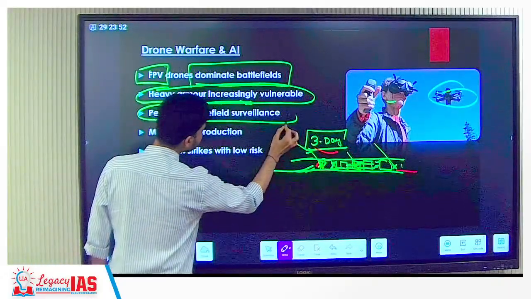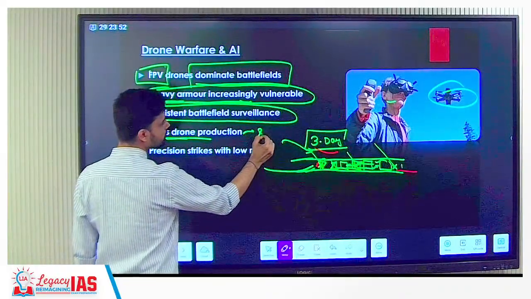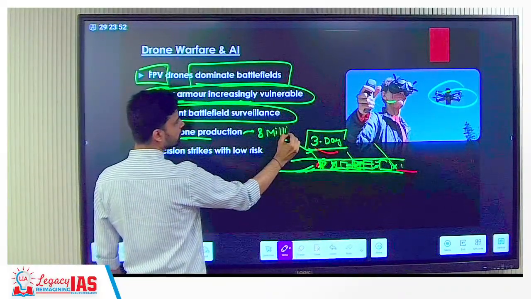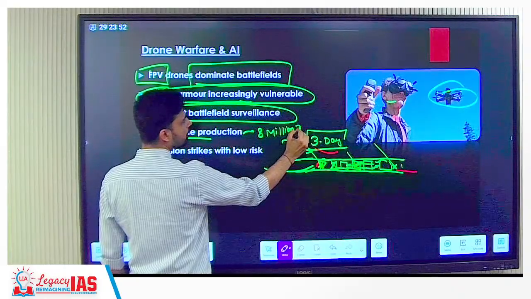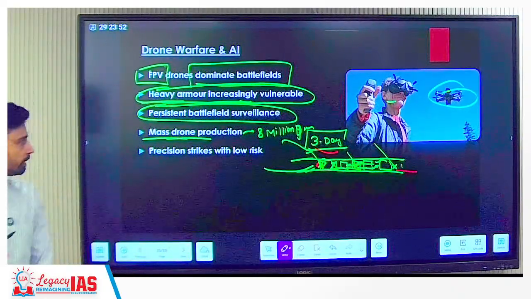Persistent battlefield surveillance is being done by the drones. Mass drone production: for example, Ukraine says that by the end of next year, they would be producing how many drones? 8 million drones. Okay, imagine. 8 million drones.